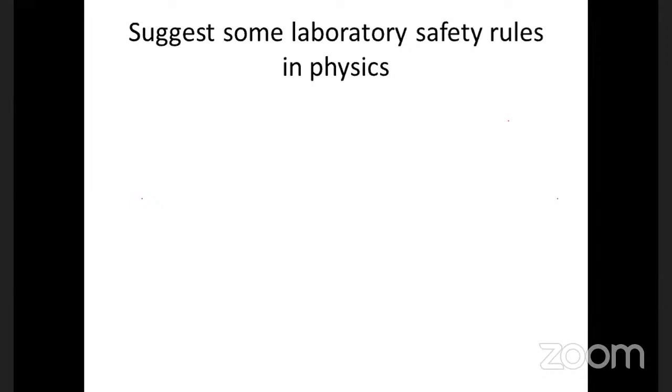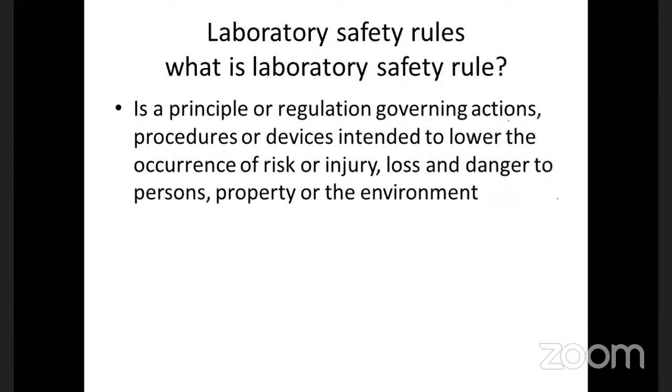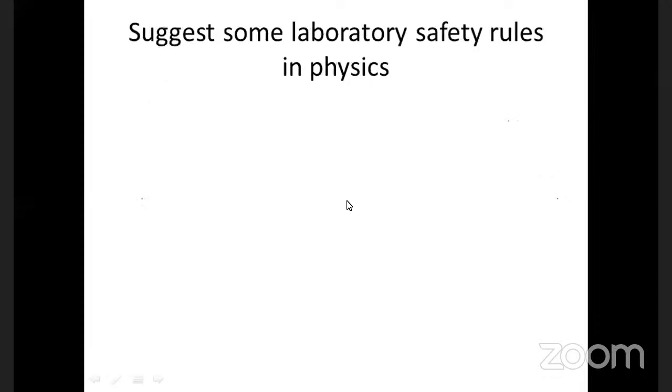You now see this. So you'll find that when we follow those that you have mentioned, we shall be able to lower the occurrence of risk. We shall be able to avoid or lower the occurrence of injuries. We shall be able to lower the occurrence of losses. We shall be able to lower the dangers to persons, property, or the environment. So following those accurately is very important.